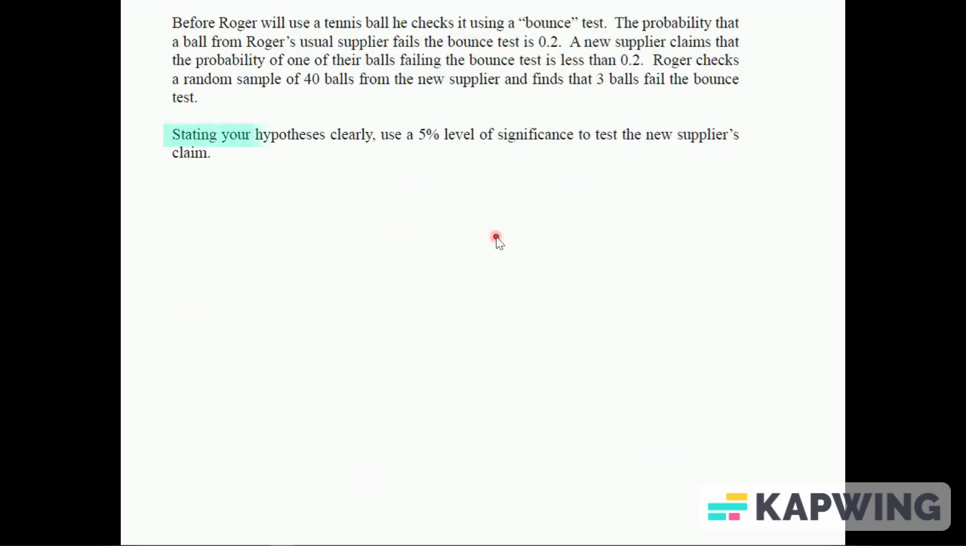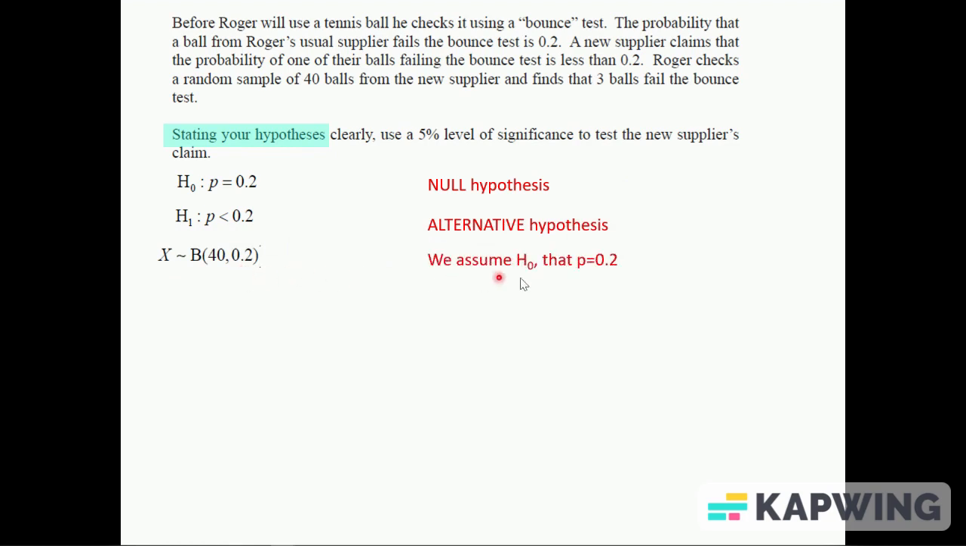What you write in the actual exam, H0: p is equal to 0.2. That's the null hypothesis. That's basically saying the new balls are no better than the old balls. H1: p is less than 0.2. So the new supplier is saying the chance of their balls failing is less than 0.2. That's called the alternative hypothesis, of course. We're using a binomial 40, 0.2, and we assume to start off with that H0 is true, and see if what we found out does fit in with what we're assuming.